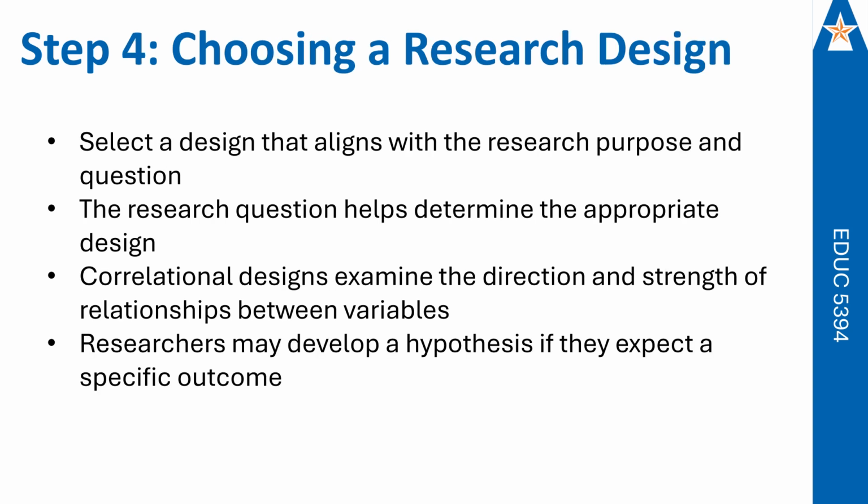After identifying the purpose of the study, researchers choose the quantitative design that best fits their research question. Different designs are used to examine different types of questions. For example, a correlational design is appropriate when investigating the relationship between variables, such as quality sleep and job performance. Researchers may also develop a hypothesis if they have a predicted outcome.